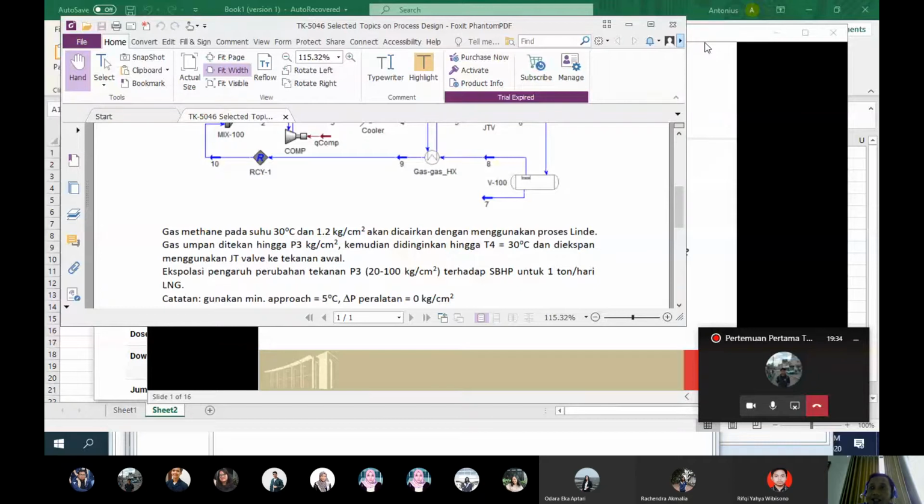So in a heat exchanger, there are two kinds of stream. The first one is the hot stream, and the second one is the cold stream. The hot stream will transfer heat to the cold stream, so the temperature of the cold stream will be higher at the end, and the opposite, the hot stream, will have a colder temperature at the end of the process.